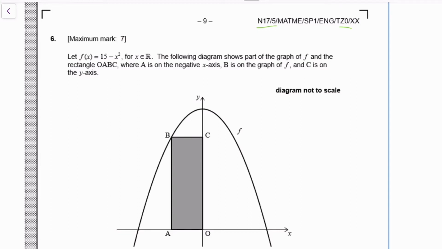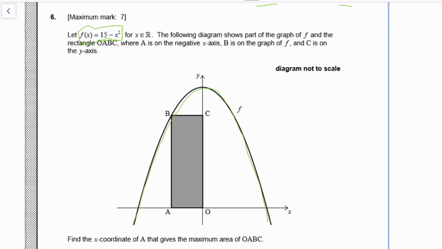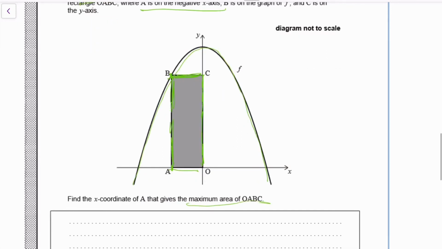So this one is a particularly tough question. They tell you a function f. They tell you the equation. It's a quadratic. Then inside the graph there is a rectangle with point A on the negative x-axis, and then B is on the curve, and then you basically use that to form a rectangle. Right? The question is, what is the maximum area of this rectangle? Or at least what is the x-coordinate of A such that this area would be maximum?